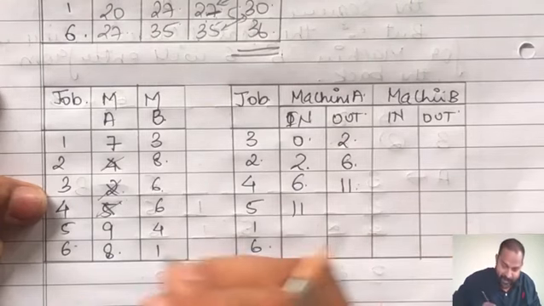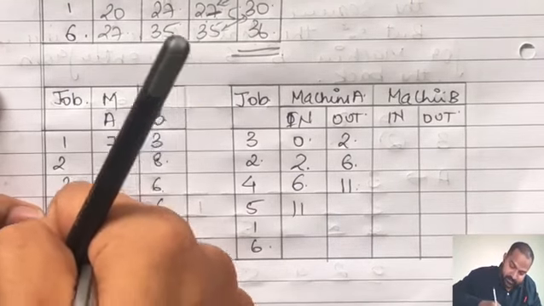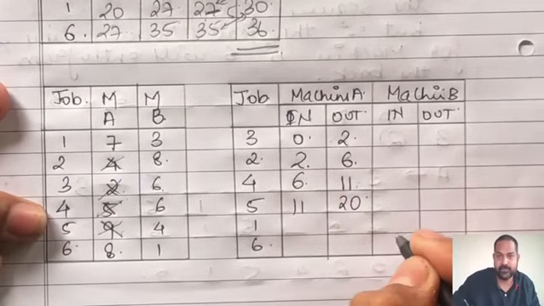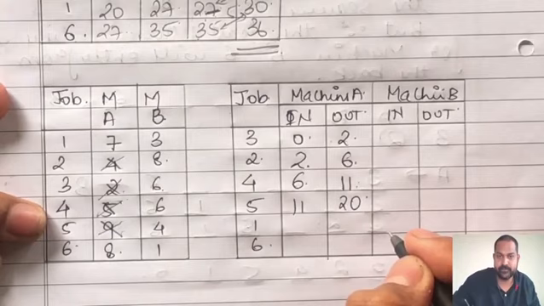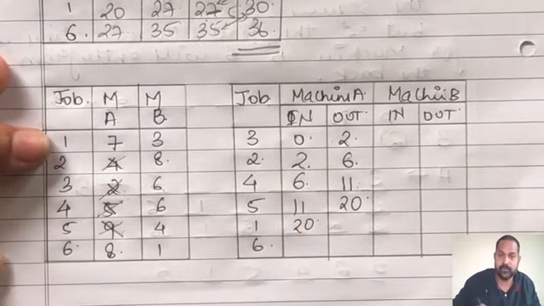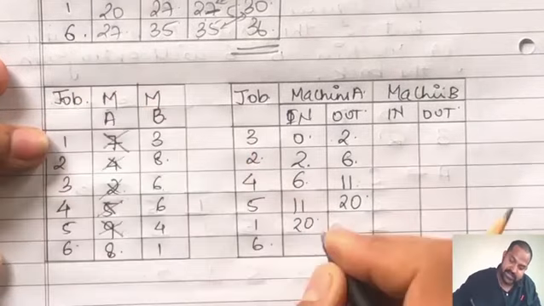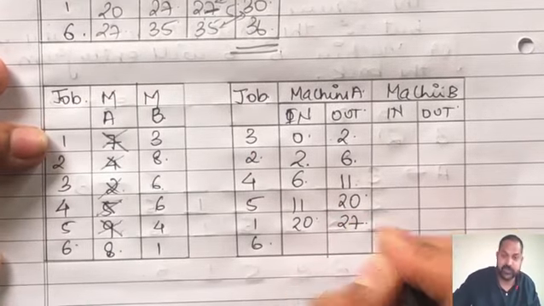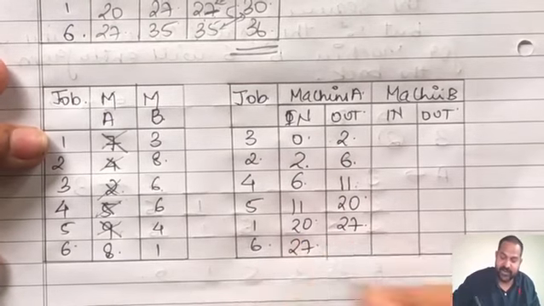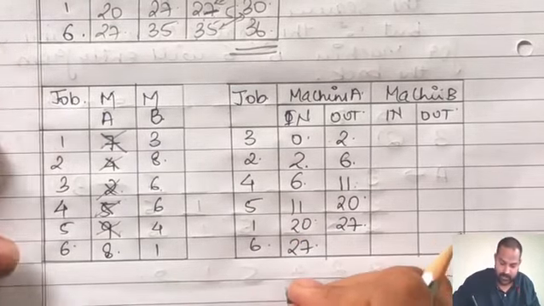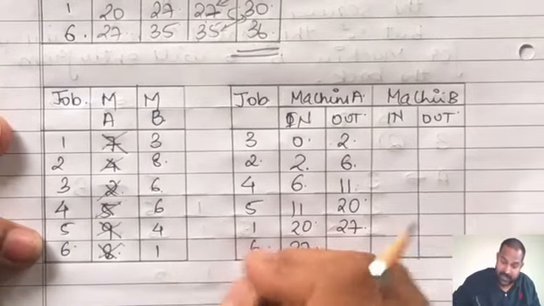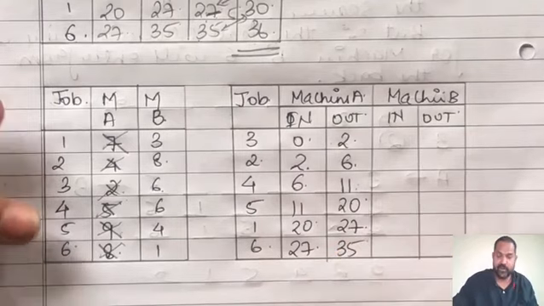5 on A takes 9 hours. 11 plus 9 is 20. At 20, I will pick up job 1. 1 on A takes 7 hours. 20 plus 7 is 27. At 27, I will pick up job 6. 6 on A takes 8 hours. 8 plus 27 is 35.